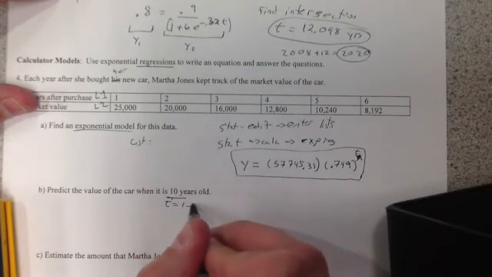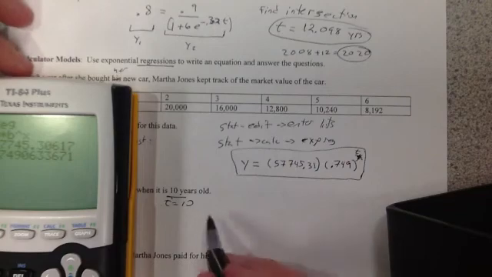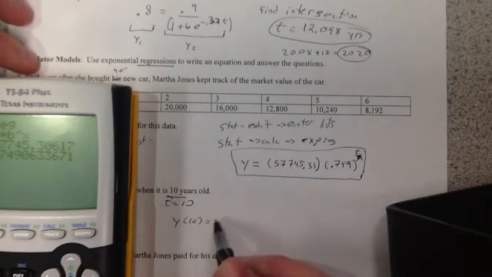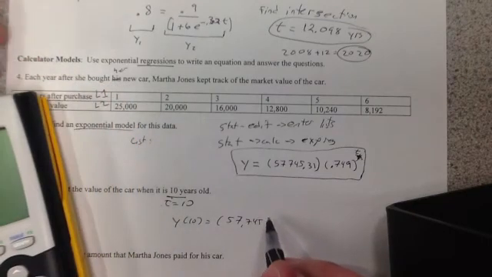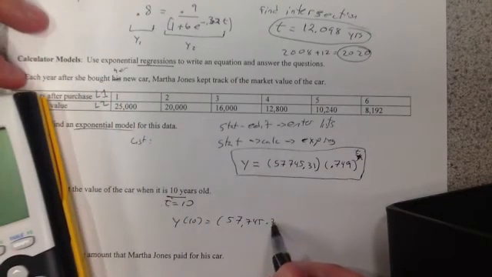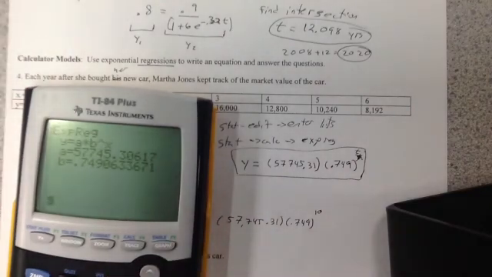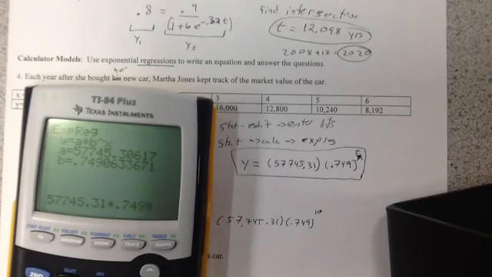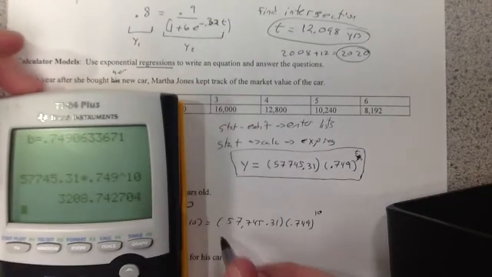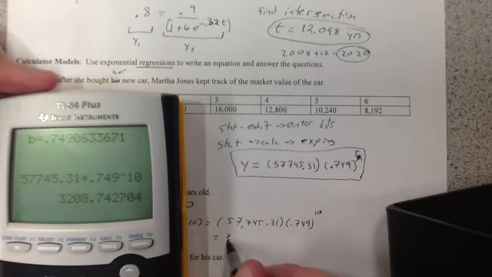So T is 10, and what I'm going to do is type all this in. Y of 10 equals 57,745.31 times 0.749 to the 10th. And I just type all that in. And it says it should be worth about $3,208.74.